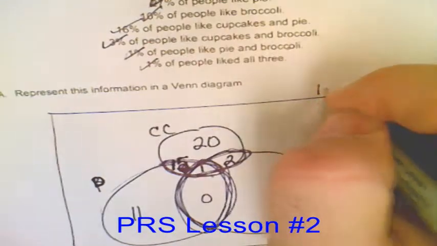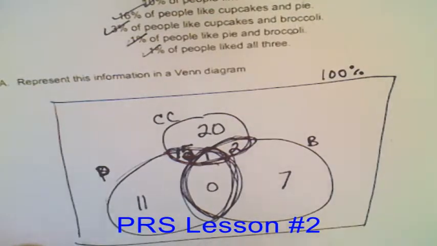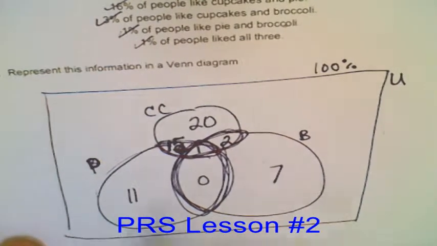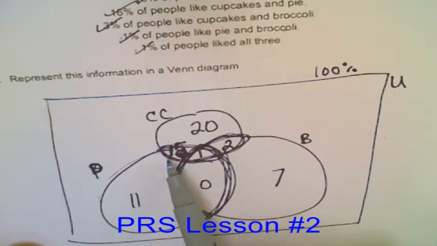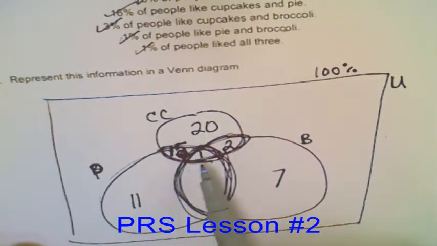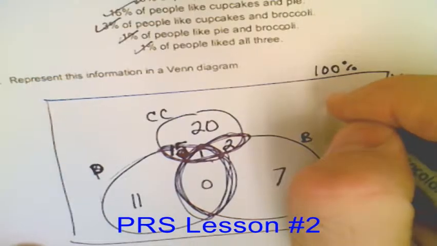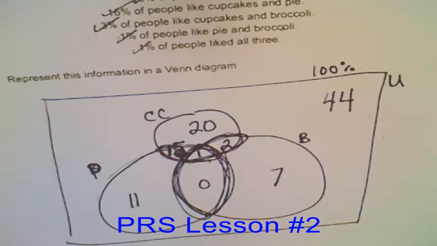Keeping in mind 27% like pie. Pie is this whole circle here. I've got 15, 1, and 0, or 16% so far. It should be 27%. So 27 minus 16 is going to give me 11. And last but not least, 38% of people like cupcakes. Cupcakes is this circle up here. So I've got 18 already. I need 38, so I need 20 there. And then from there you can answer questions. You can do all sorts of things. Okay? You've got 20% only cupcakes, 11% only pie, 7% only broccoli, all that sort of thing.